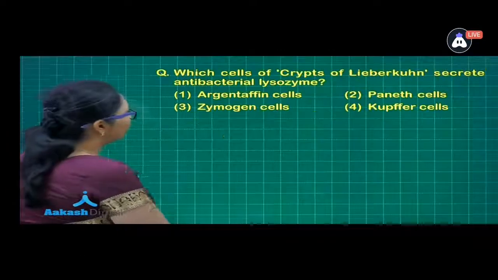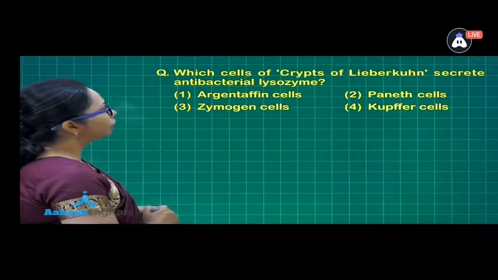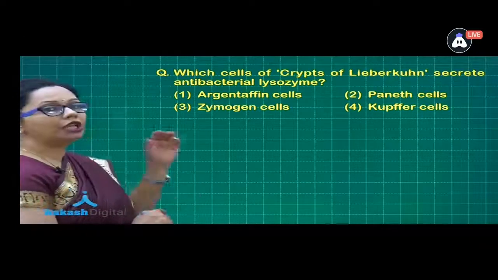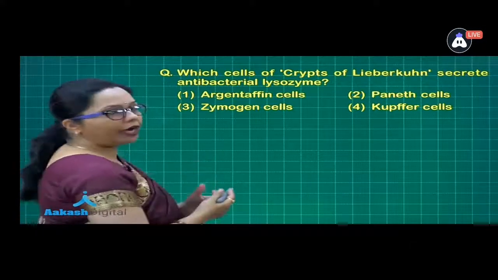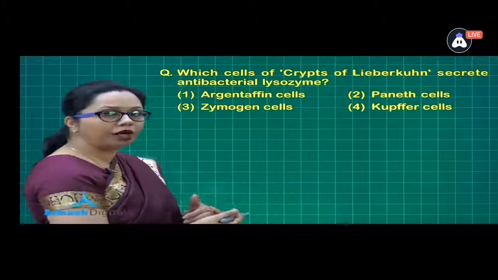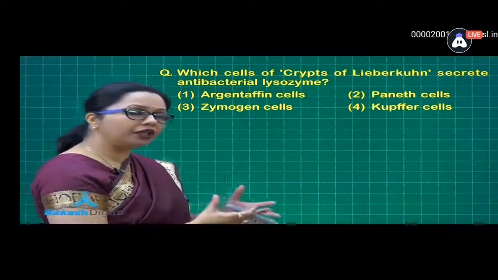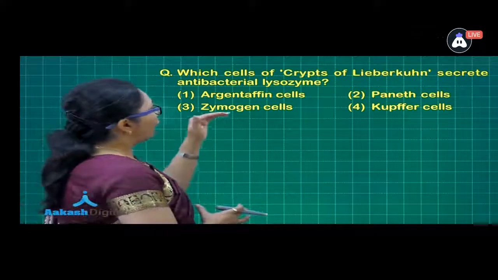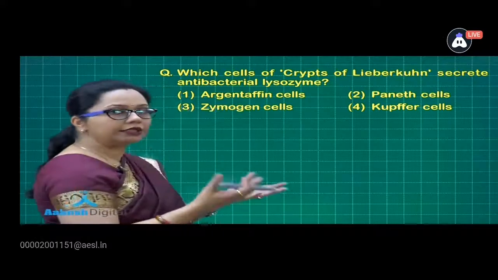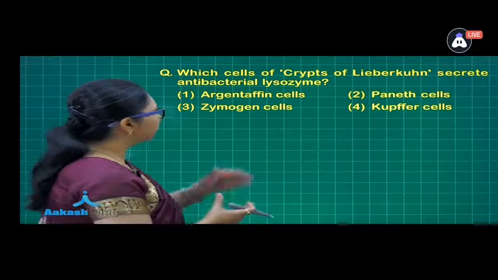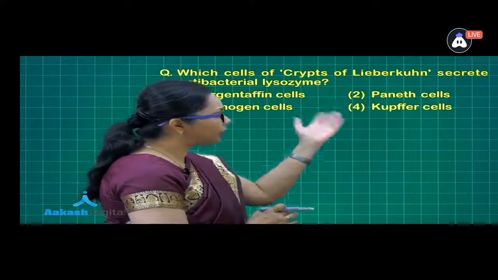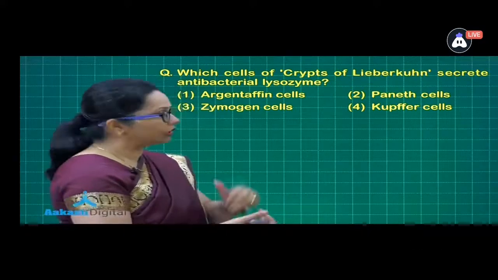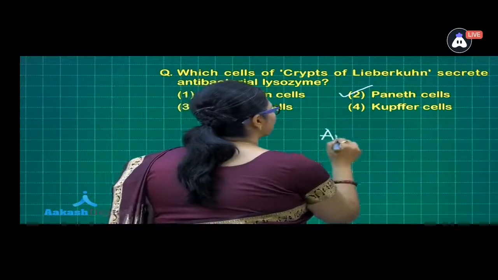Now let's take one more question. Which cells of the crypts of Lieberkühn secrete antibacterial lysozyme? Argentaffin cells are the enteroendocrine cells which we had seen in the stomach, and similar cells are present in the crypts of Lieberkühn also. The other one, zymogen cells, are of course those which secrete inactive proteases, and this term we preferably use in case of stomach. Kupffer cells we will be studying in the liver, and here Paneth cells. And that would be our correct answer.